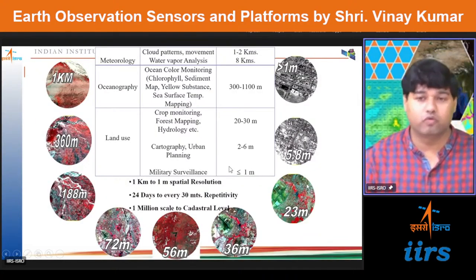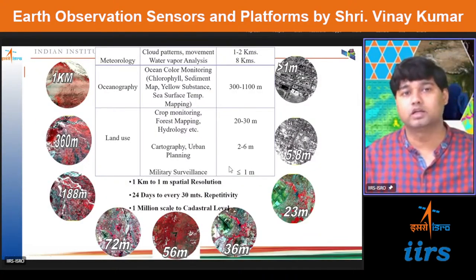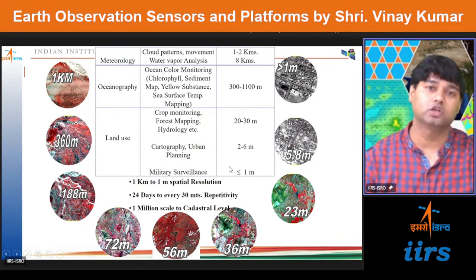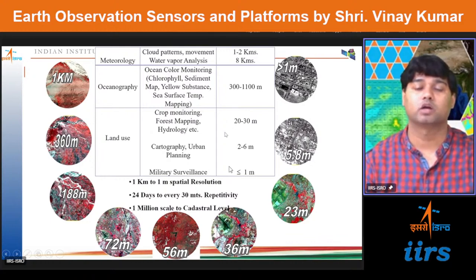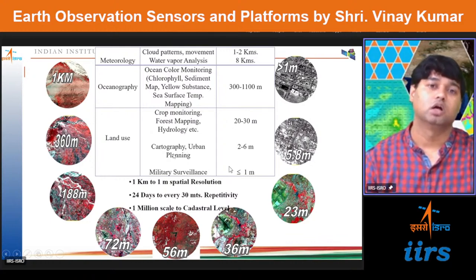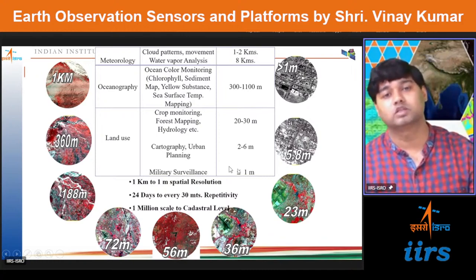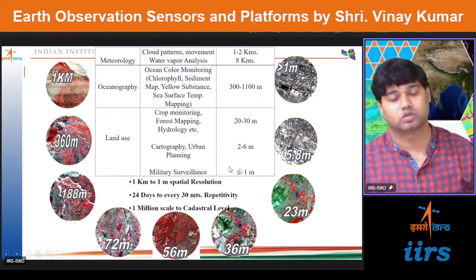So normally for what application should we use what data? For meteorological application, we should use 1 to 2 kilometer and 8 kilometer resolution data. For oceanographic application, like ocean color monitoring, 300 to 1100 meter. For land use mapping like crop monitoring, forest mapping, hydrology, 20 to 30 meter. Cartography and urban planning, 2 to 6 meter. For military surveillance, less than or equal to 1 meter resolution data is available.